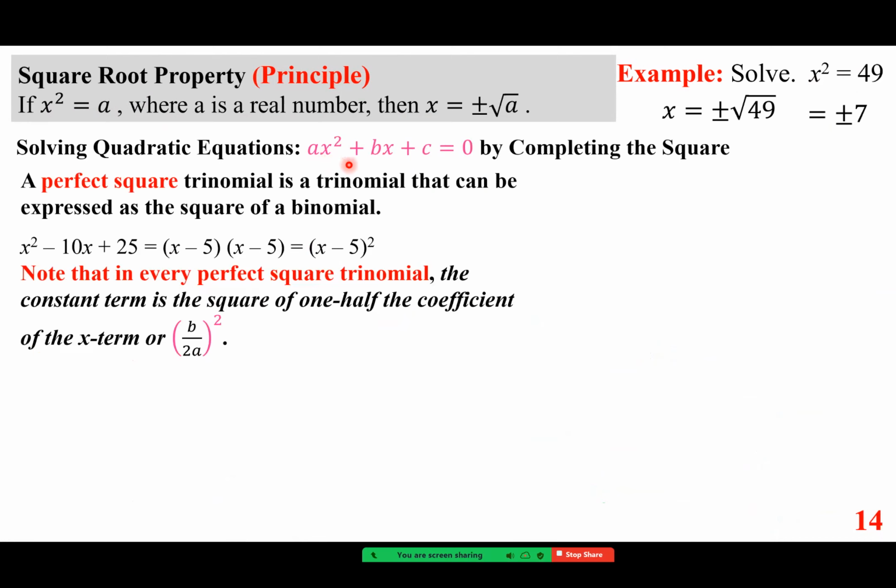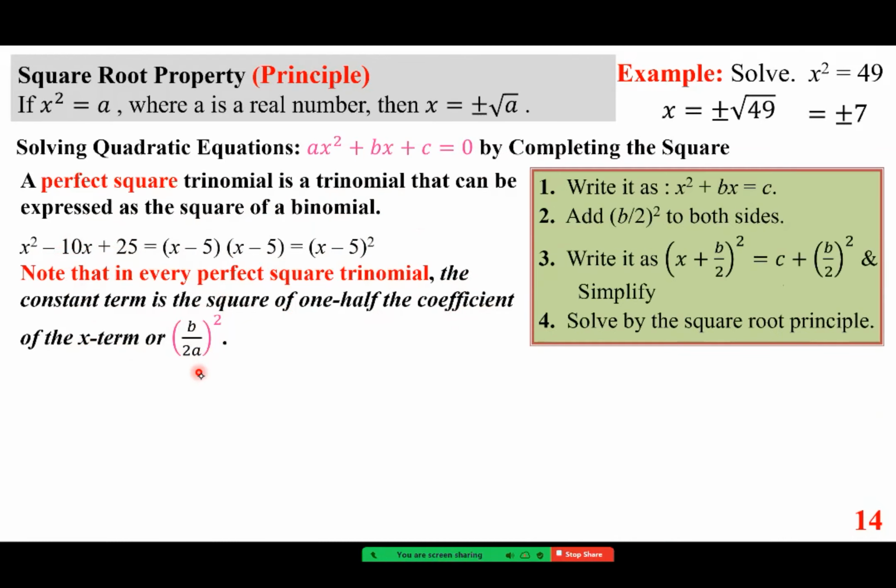A quadratic equation is in the form of ax squared plus bx plus c equals 0. You may have to complete the square to solve it. So how do we do that? A perfect square trinomial is a trinomial that can be expressed as the square of a binomial. For example, x squared minus 10x plus 25 is (x minus 5) quantity squared. So how do we find this if it's missing? Notice that in every perfect square trinomial, the constant, in this case 25, is the square of 1/2 the coefficient of the x term, or (b over 2) squared. In other words, divide this one by 2, square it, you get 25. That's the meaning of that.